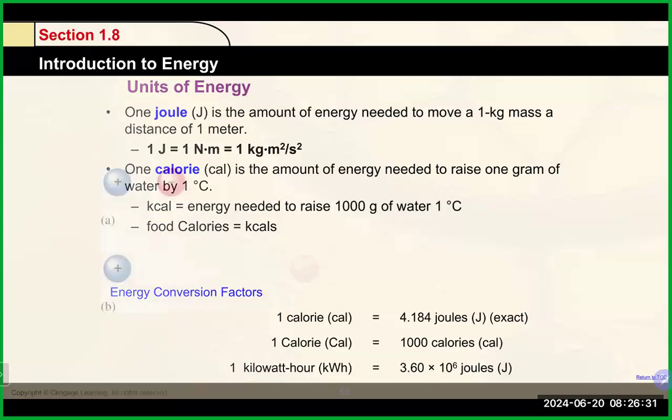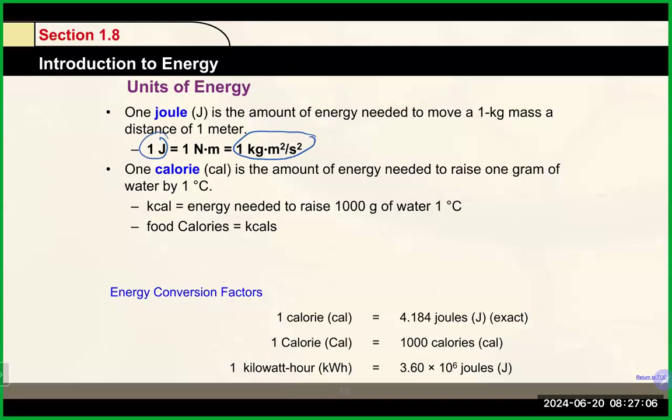And here again are some of those. A joule is the amount of energy needed to move a 1 kilogram mass a distance of 1 meter. In chemistry, these are the two we most likely see related to each other. It's also equal to a Newton meter. That's what the N stands for. A calorie is the amount of energy needed to raise 1 gram of water by 1 degree Celsius. And like I said, calories and kilocalories are related to each other. Any questions on that?